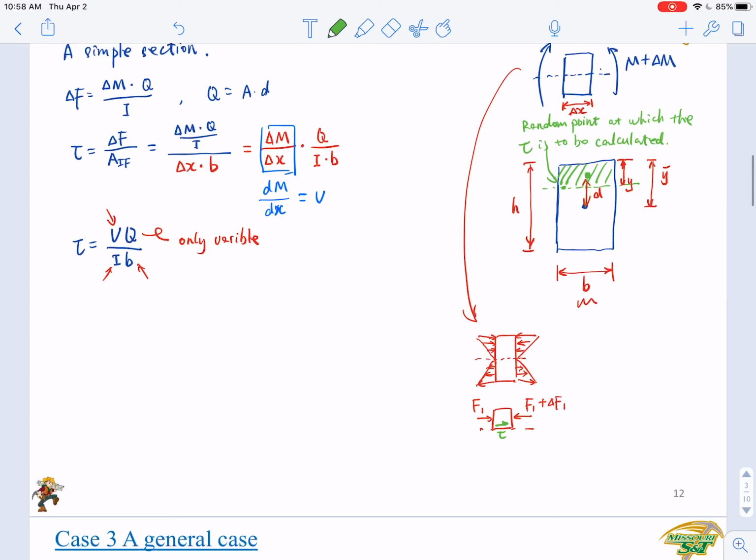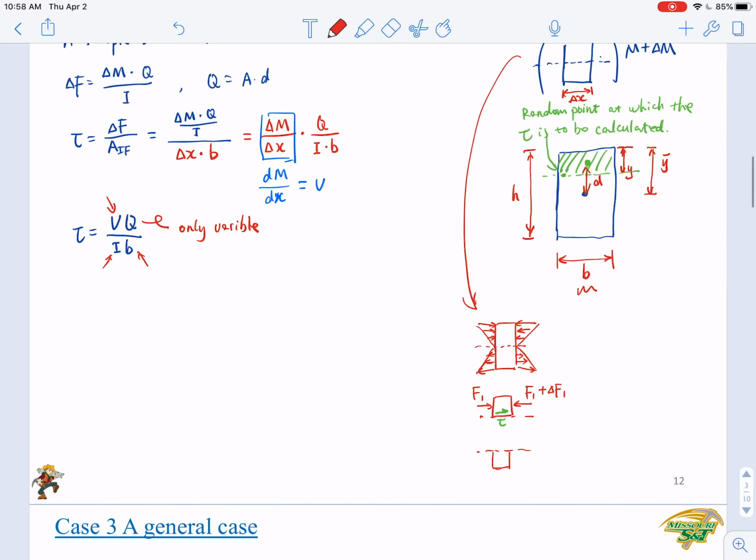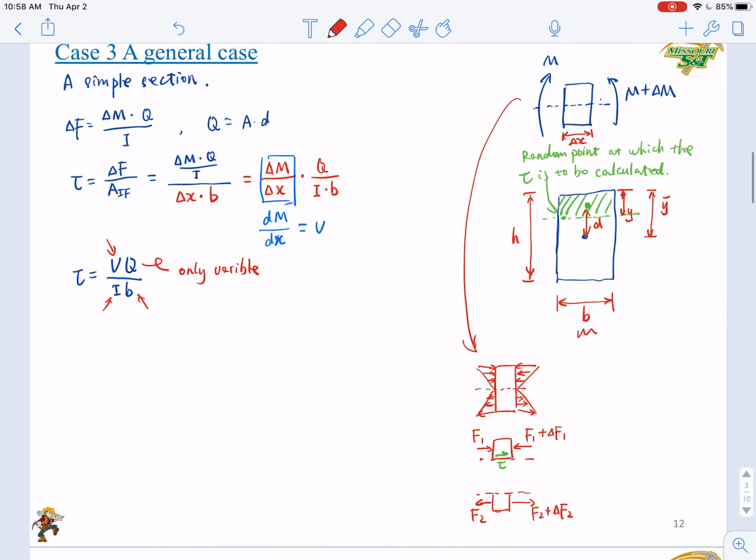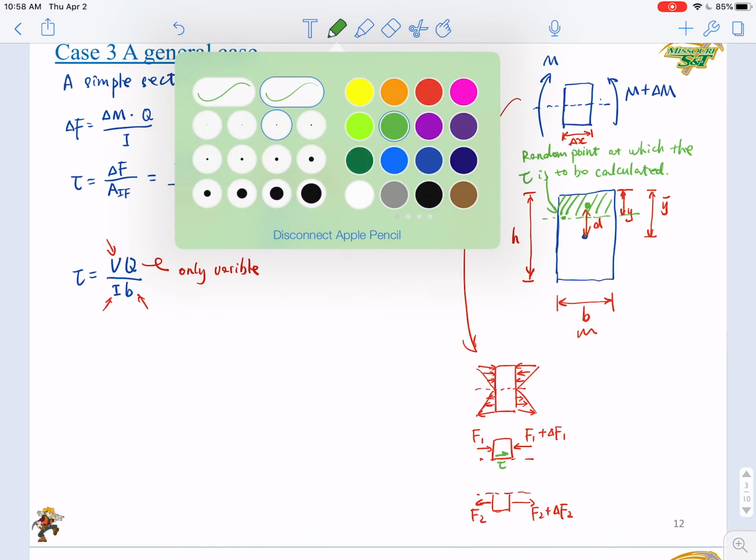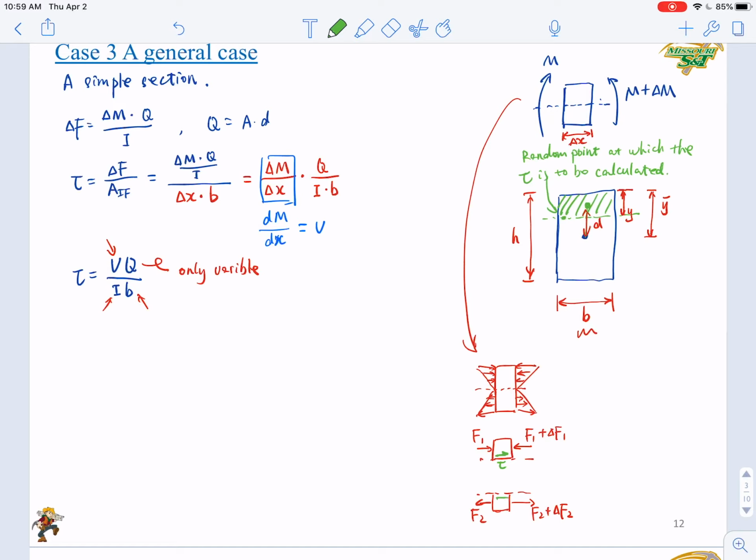Right. So below the neutral axis, this is F2 and F2 plus delta F2. So the resultant force will be pointing right. So to balance it, the shear generated will be pointing left. Right. So this is the difference.